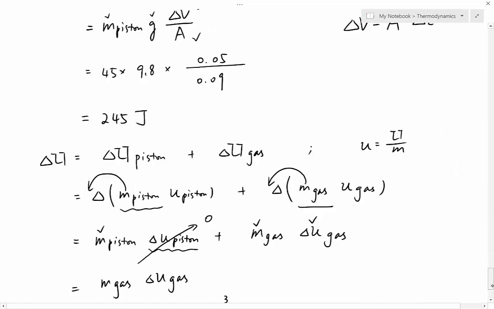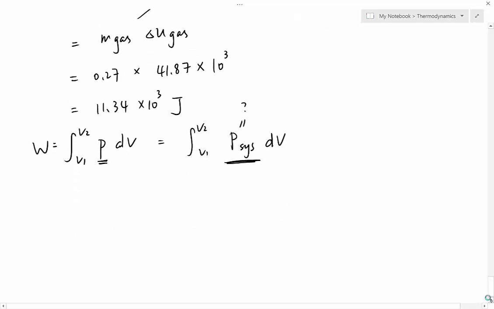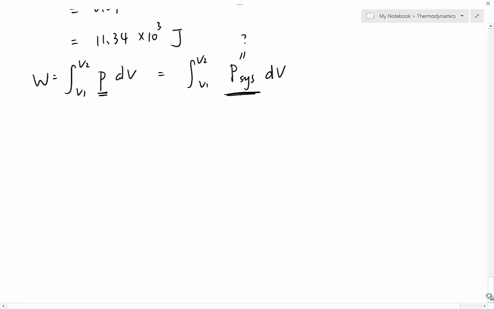But this time my system is no longer gas alone, it is gas plus piston. So what is the pressure of my system this time? Okay, it's not that difficult to find. Let's continue. Let's sketch the diagram again. This is the cylinder and this is the piston.